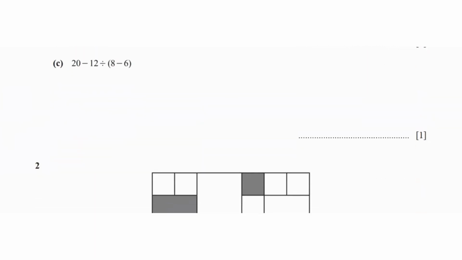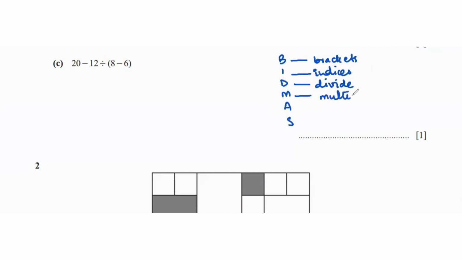Then we have 20 minus 12 divided by brackets 8 minus 6. We're going to apply the rules of BIDMAS. B is for brackets. I is for indices. D is division. M is for multiplication. A is addition, and S is for subtraction.